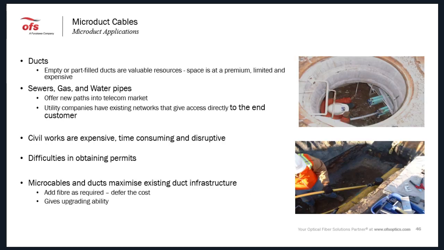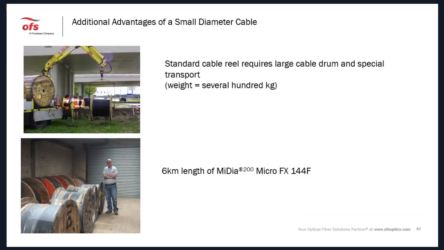That's why we use the micro cables with the microducts. And the microducts are very important today, because space today is like a premium, so it is limited and expensive. Sometimes we find difficulties to obtain the permits, and the civil works are also very expensive. That's why nowadays some of the telcos and the ISPs are looking for other alternatives like sewer, gas, and water pipes to put the cable in. But micro cable and microducts give us a great opportunity to optimize the space and the existing civil infrastructure.